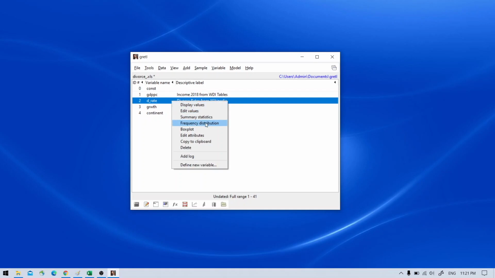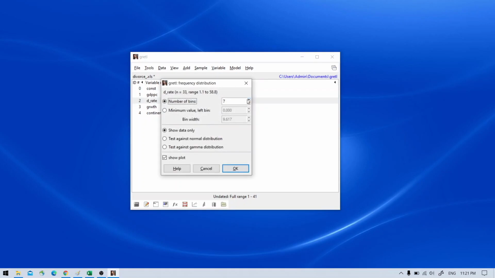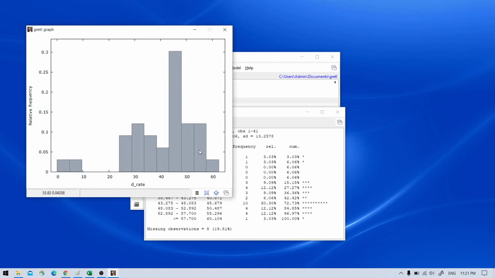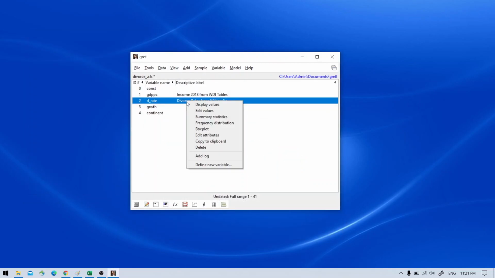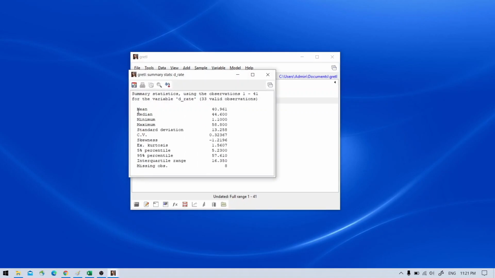Let's look at the divorce rate as well. Right click, frequency distribution, you can just make it 13 bins, say okay, and those are the divorce rates. You have some countries where the divorce rate is very low, many of them are around 50% or so. Again, right click, summary statistics, you get the mean, about 40 or 41%, and a standard deviation of about 13. This tells you that divorce rates are about 40% plus or minus 13%.